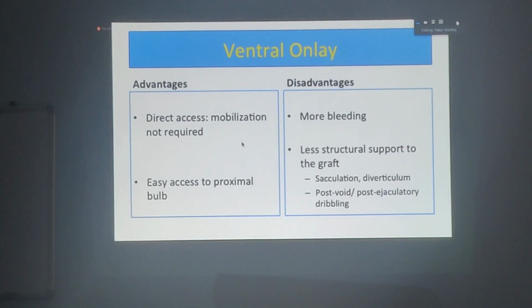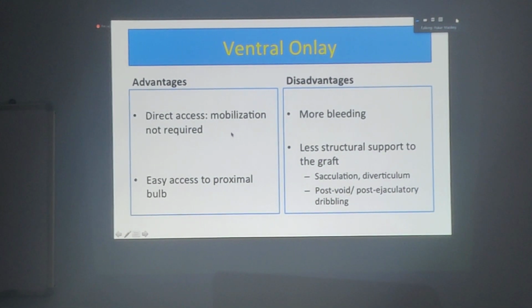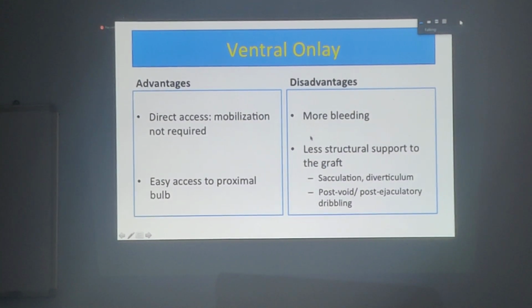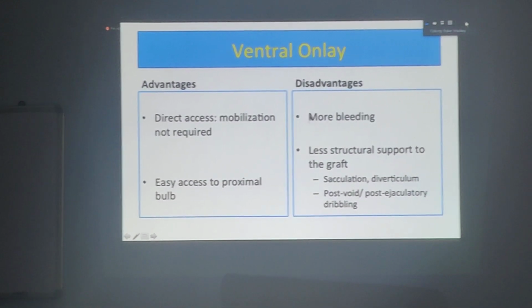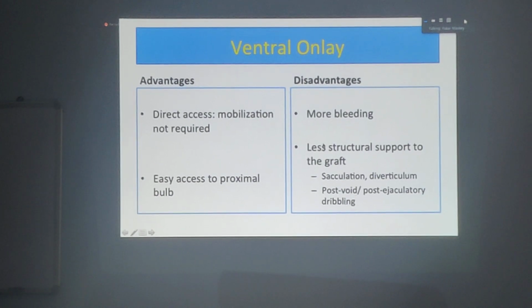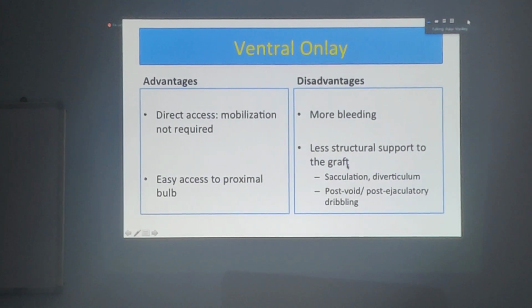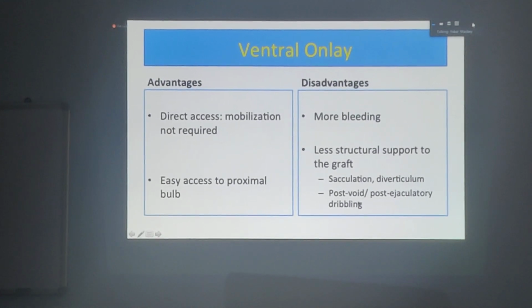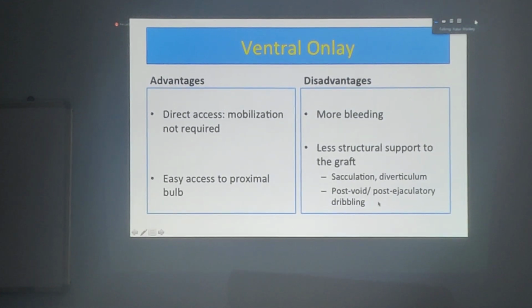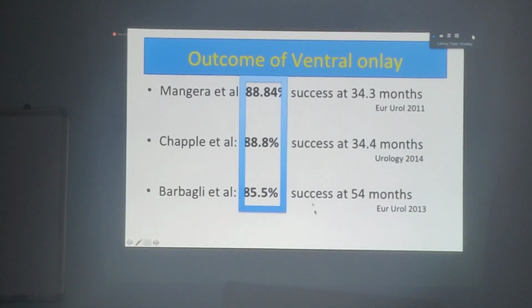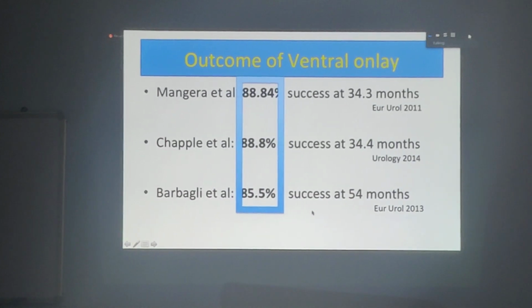So advantages of ventral only: you have direct access to the urethra, mobilization is not required, and you have remarkably easy access to the proximal bulb. But the important drawback is that it bleeds, and taking these initial 3 bites is quite difficult. And the other drawback is that there is less structural support to the graft, leading to increased incidence of diverticulum, saculations, post void dribbling, and all these things. So it enjoys a reasonably good success rate of around 85%.